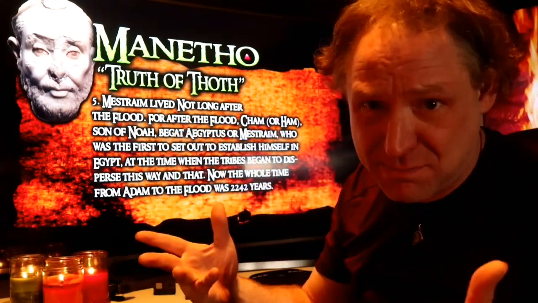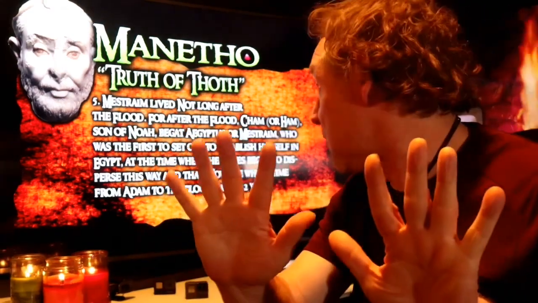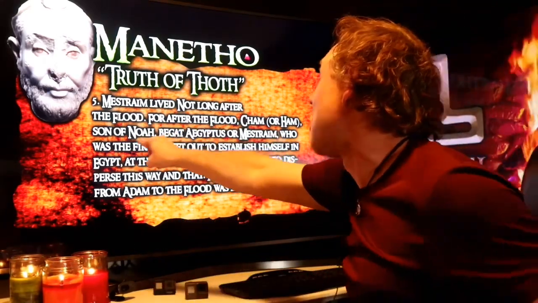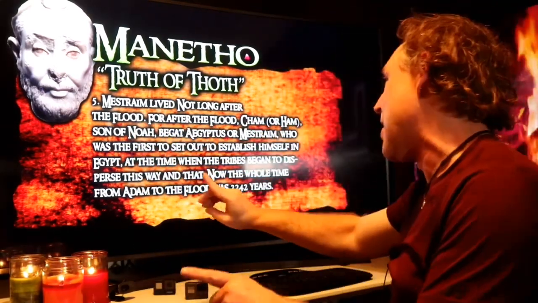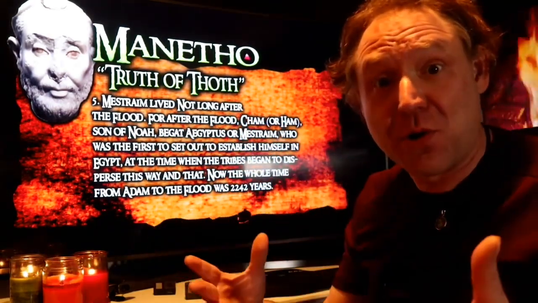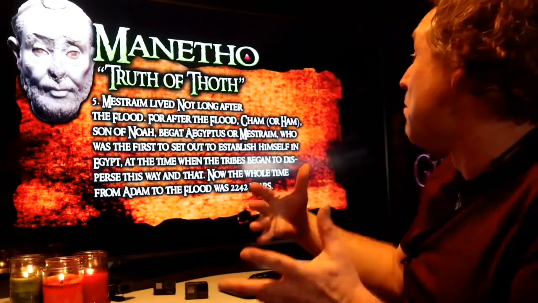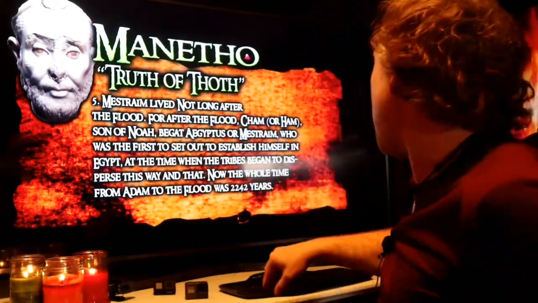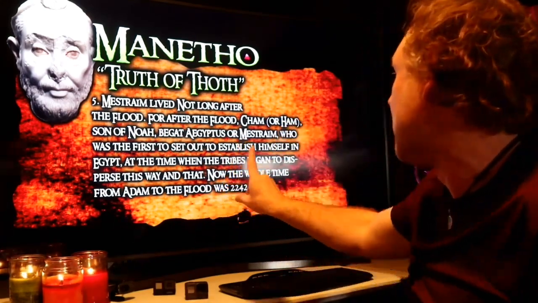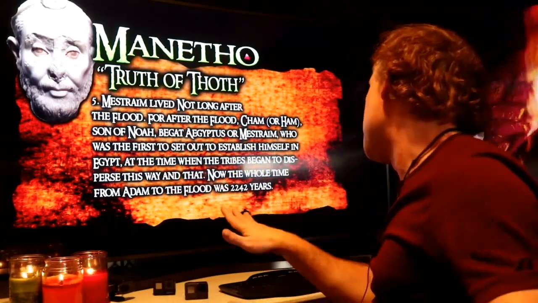Mesraim, or that would be Mizraim in the Bible from Genesis 10. Shem, he means Ham there. That would be the biblical son of Noah, which he actually specifies in his text, began Egyptus. That's where you get the word Egypt from, or Mizraim, who was the first to set out to establish himself in Egypt at the time when the tribes began to disperse this way and that.